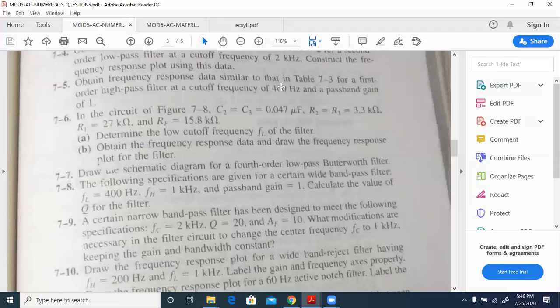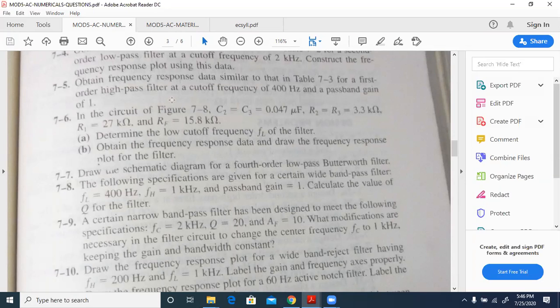And if it is nearer to the standard value, you can choose the standard value itself. Or if it is not nearer, then you can choose a part which can be varied and fixed according to that value, so that we get the proper cutoff frequency.